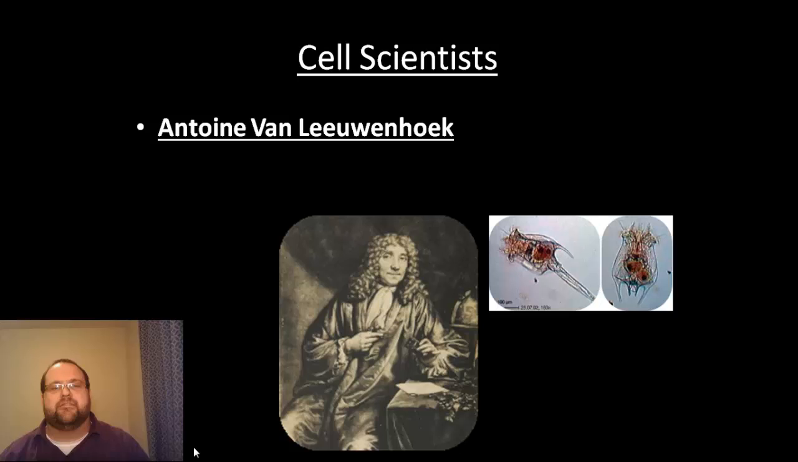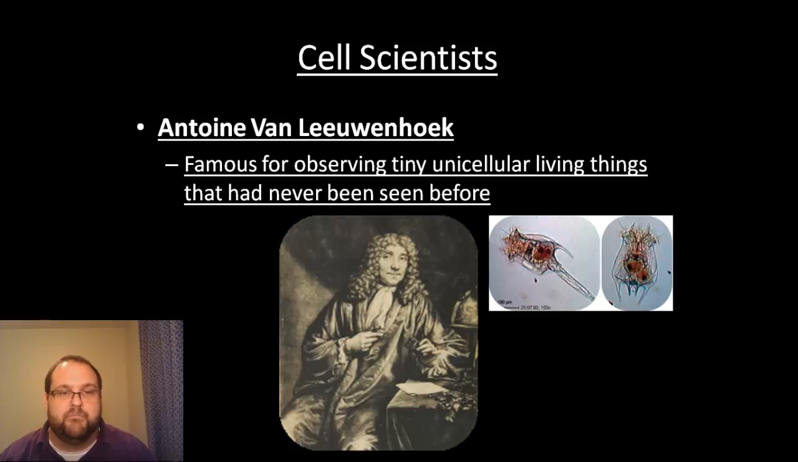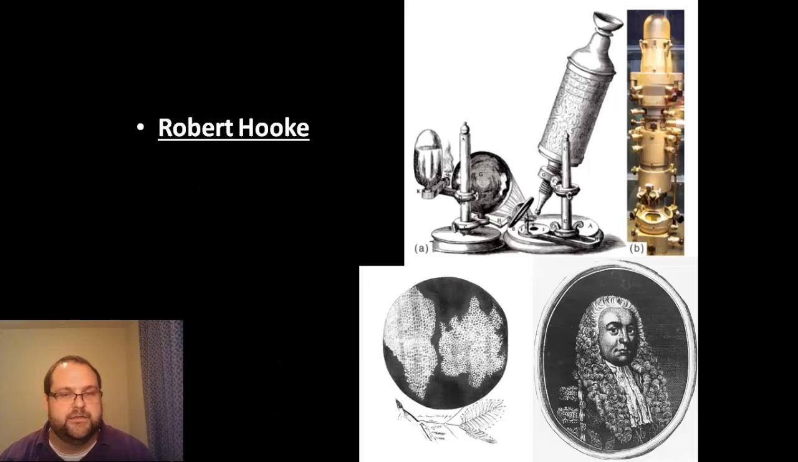A couple of cell scientists. I want to talk about some of the scientists that helped discover cells and helped get cells to where they are today. The first one is Antoine van Leeuwenhoek, who is known for being the first scientist to observe living cells. He observed tiny unicellular living things that had never been seen before, and he's accredited for first seeing living cells.